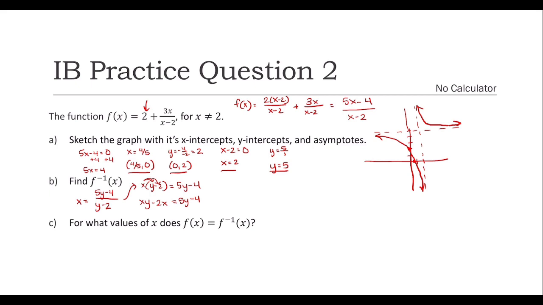We'll get our y's on the same side as each other. So we'll subtract 5y from the right and the left. And then we'll add 2x to both sides. So we get xy minus 5y equals 2x minus 4. We'll factor a y out from the left, so y times x minus 5 equals 2x minus 4, and then we'll divide both sides by x minus 5. So we'll get that f inverse of x equals 2x minus 4 over x minus 5.